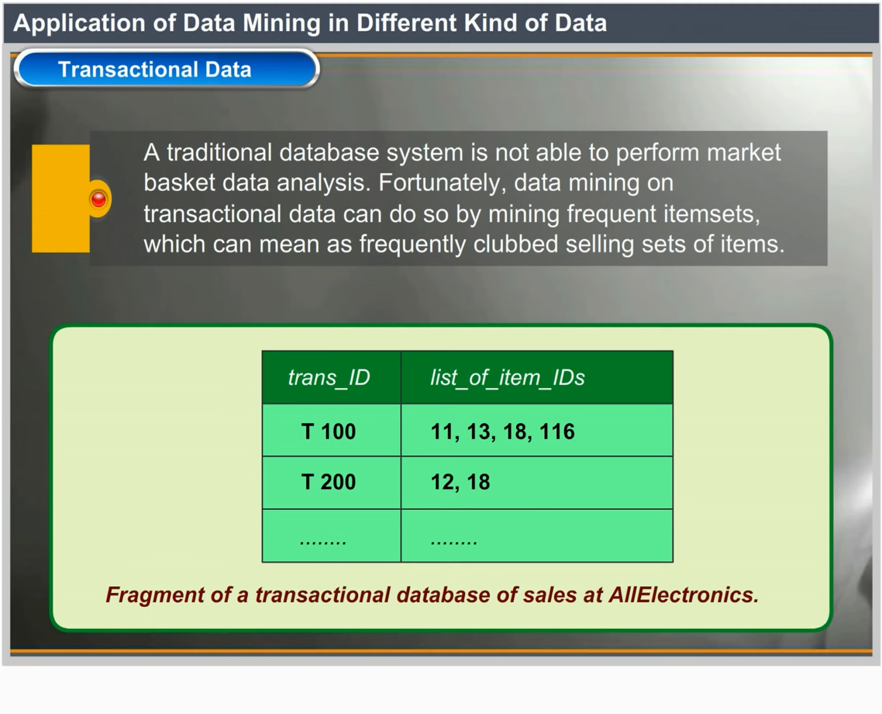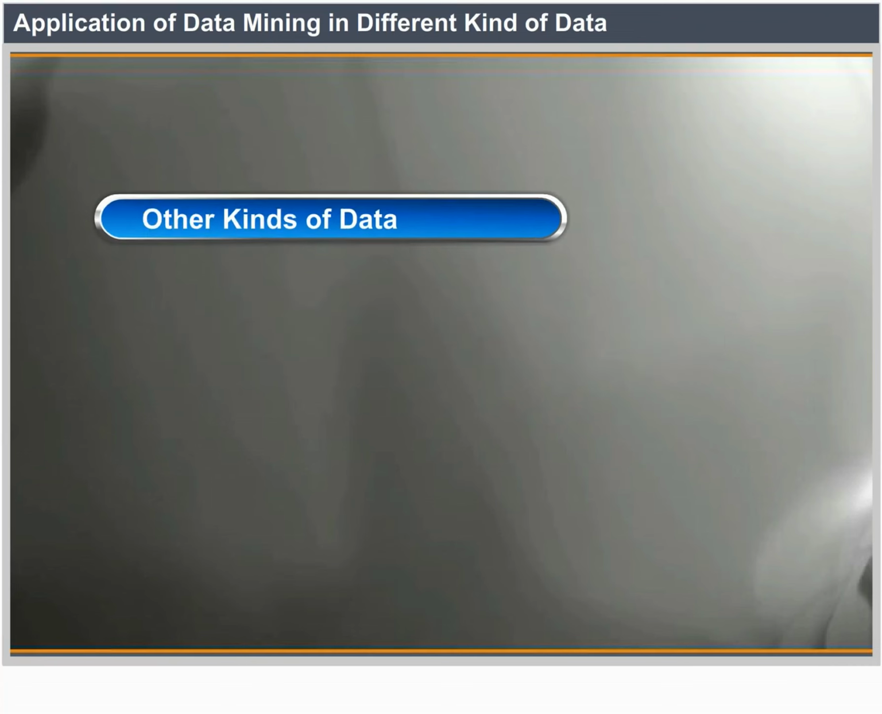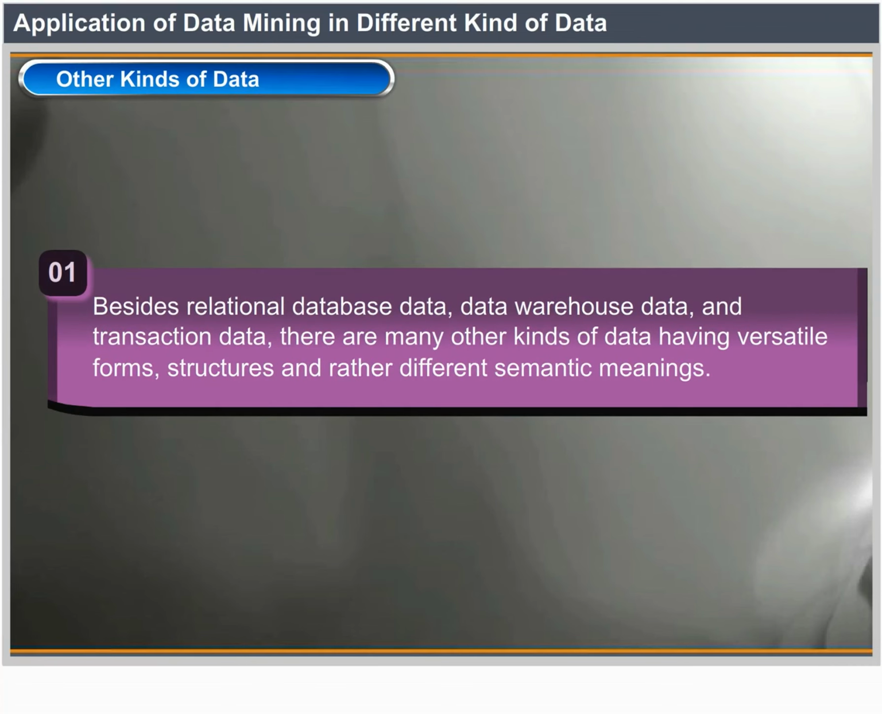Figure shows a fragment of a transactional database for sales at AllElectronics. Other kinds of data. Besides relational database data, data warehouse data, and transaction data, there are many other kinds of data that have versatile forms and structures and rather different semantic meanings.